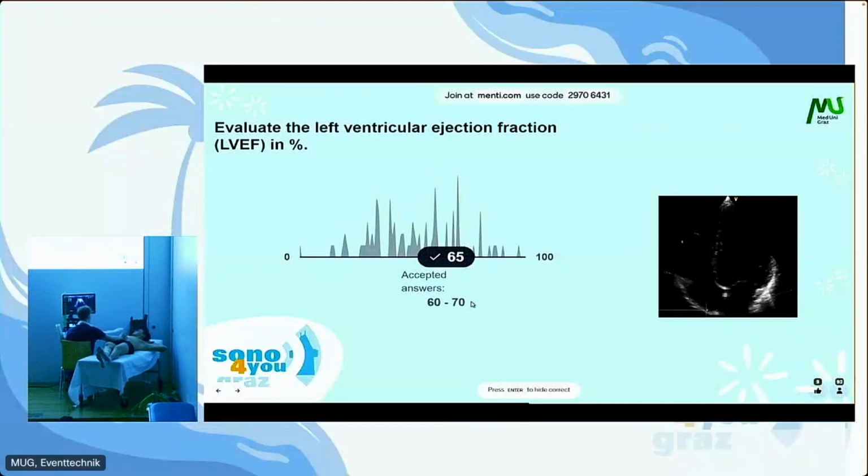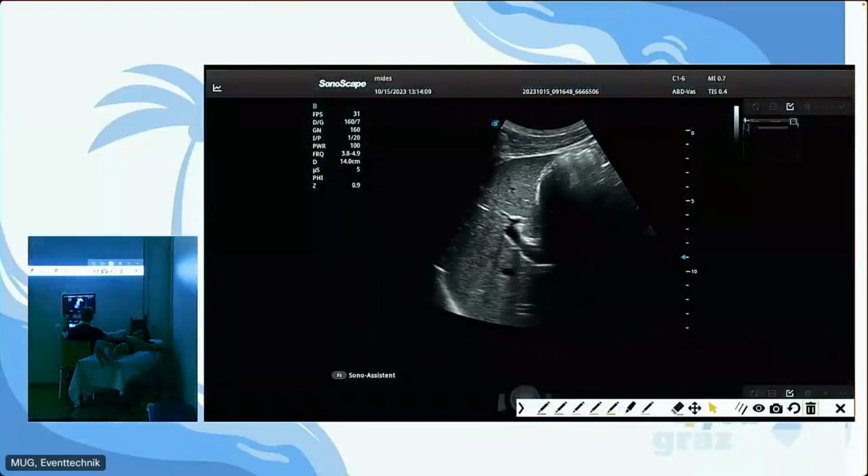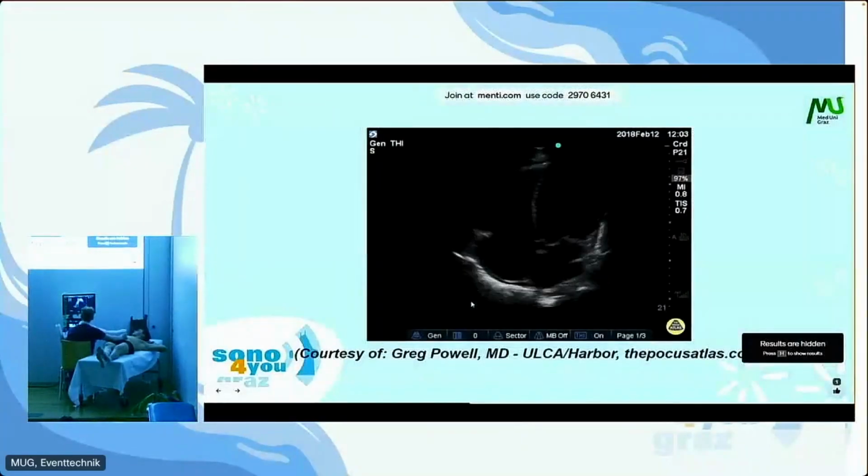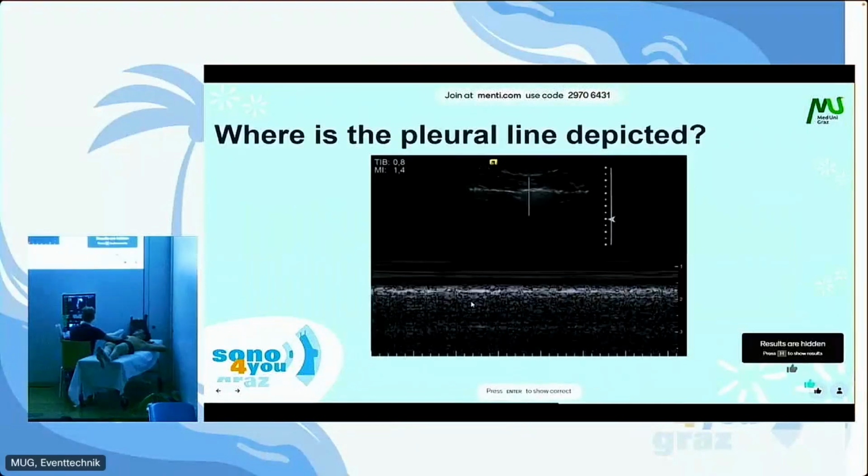Okay, and now we're going back to the slide that was here. That just got mixed up. That is a really bad ejection fraction. So just in comparison, okay. Again, you can click a pin down on your device. Where is the pleural line in this M-mode picture?